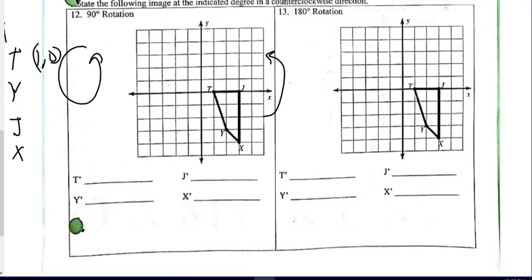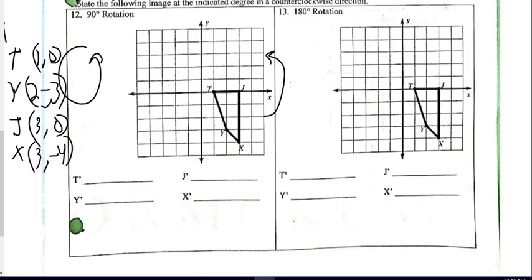Y is at 1, 2, 1, 2, 3, 2, negative 3. J is at 1, 2, 3, 0. And X is at 3, 1, 2, 3, 4, 3, negative 4. That's going to make it easier to do my cheat.